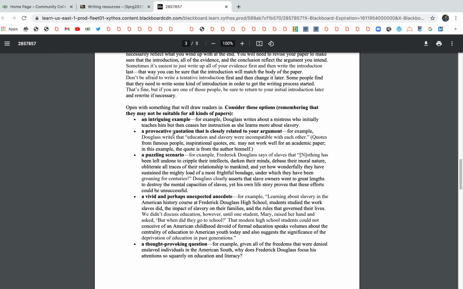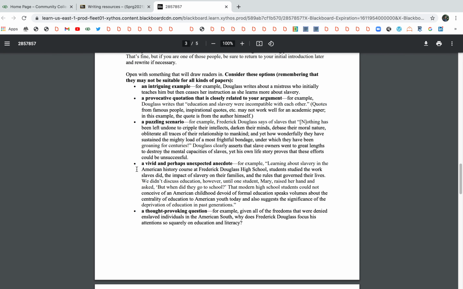If you want to use a quotation, that's fine. I'm not a huge fan of quotations, kind of like questions. If you do use a quotation, make sure you tie it in with exactly what you're talking about and saying, right? A vivid and perhaps unexpected anecdote. So I like an anecdote. This puts the reader right into the scene of the action. So this could be a way to start your paper as well.